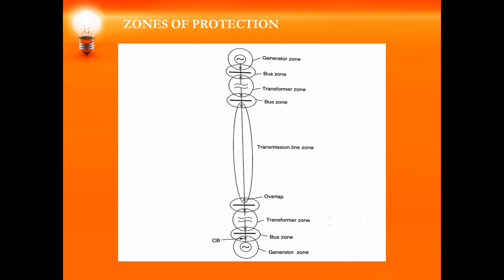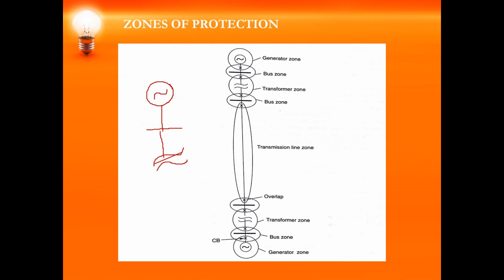Now, this separate protection is observed here. See here, this is for the generator, this is the bus bar, this is the transformer, this is again the bus bar, this is the transmission line. Again you have transformer, but you can see an overlap. Why the overlap? That is because, say suppose you have a generator, okay, and you have a bus bar, and again as you have here, it is a transformer.